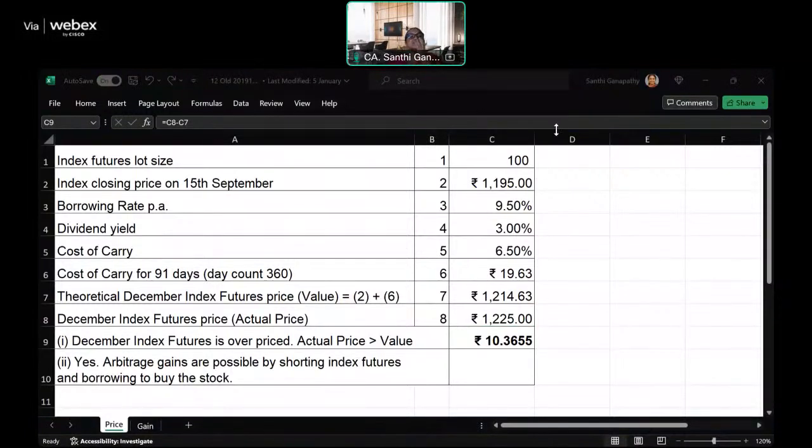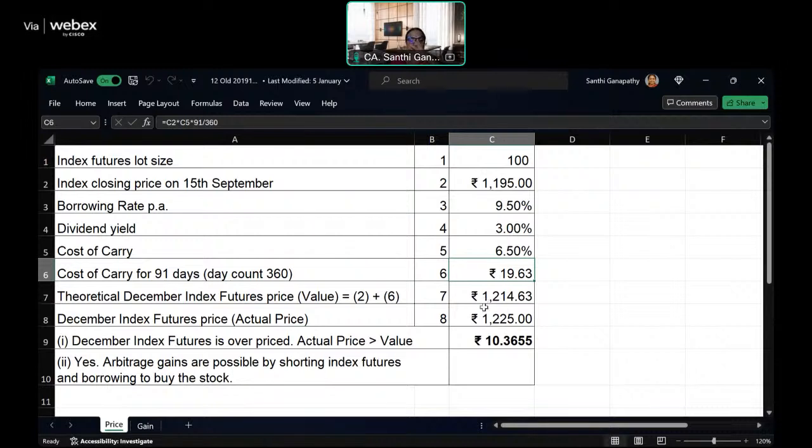Now, index future lot size is there, close price is there. Borrowing rate is 9.5%, which we have to add. Dividend yield is 3%, which we have to deduct. So cost of carry will be 9.5% minus 3%, 6.5%. This is for 91 days. Therefore, for 360, if it is 6.5%, how much is it for 91 days? So to the spot price you add the cost of carry, so you get the theoretical or fair price.